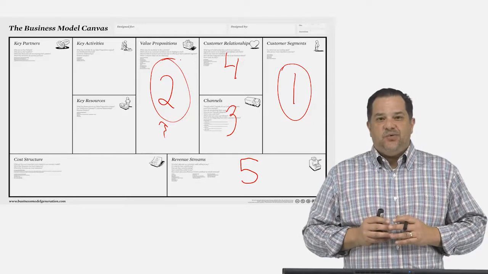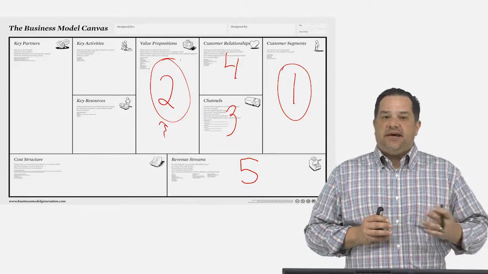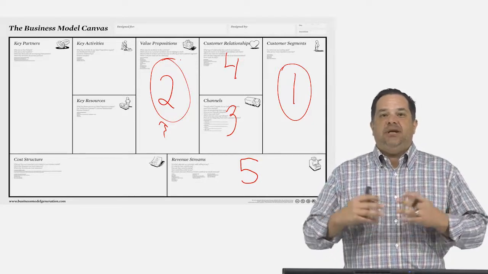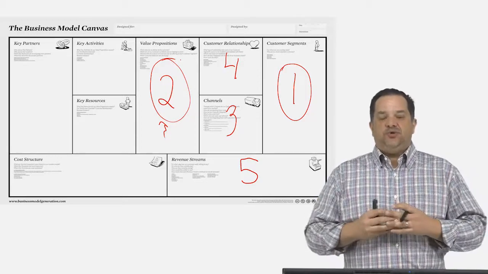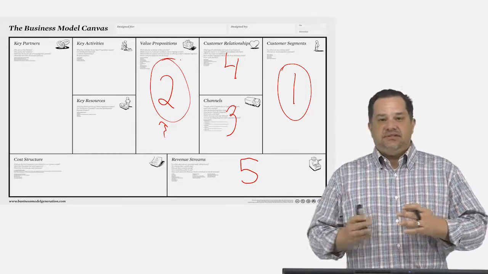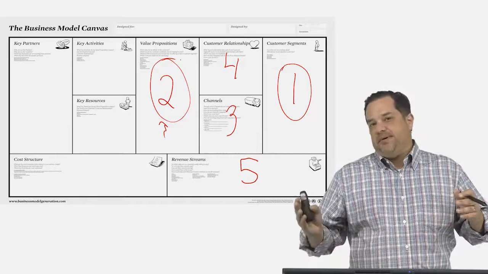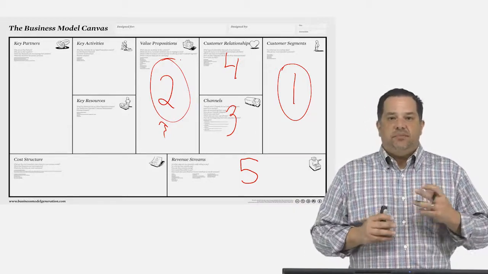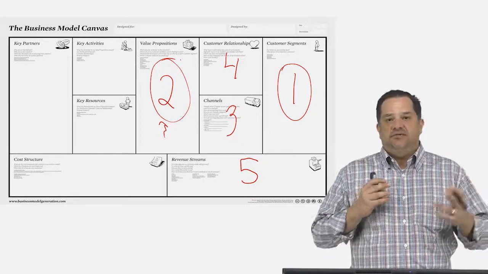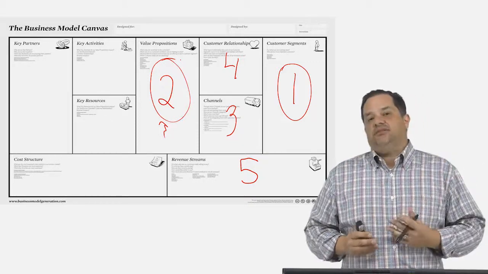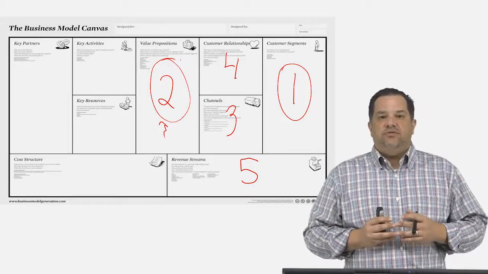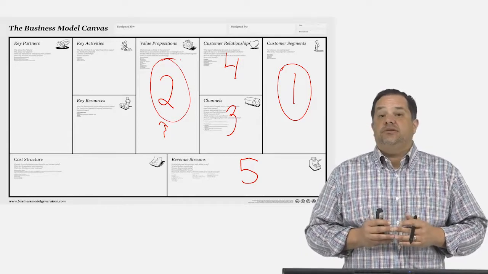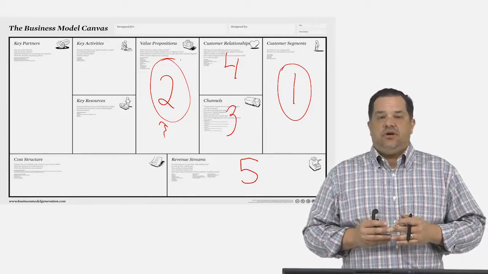With that, we'll start talking about the back side of the canvas. This is what's happening behind closed doors. This is backstage. This is the back of the shop or the back of the office where we have to figure out all of the different partnerships and activities and resources and costs that are going to go into providing our solution, or our value, to our customers.